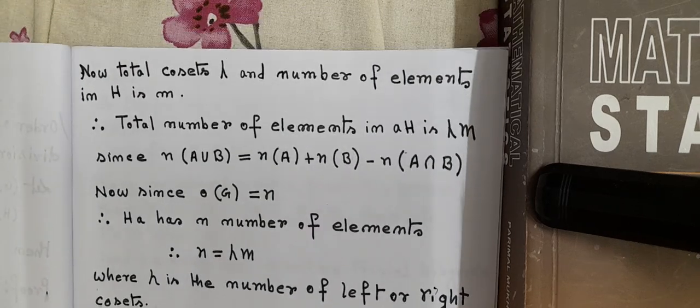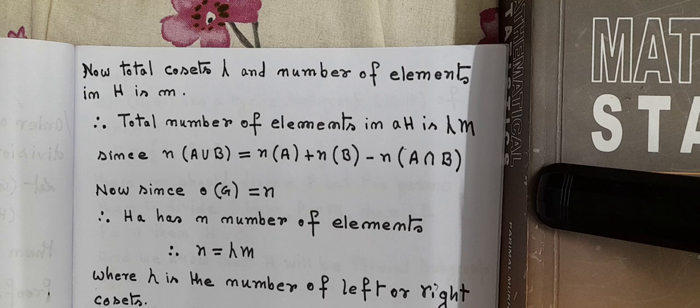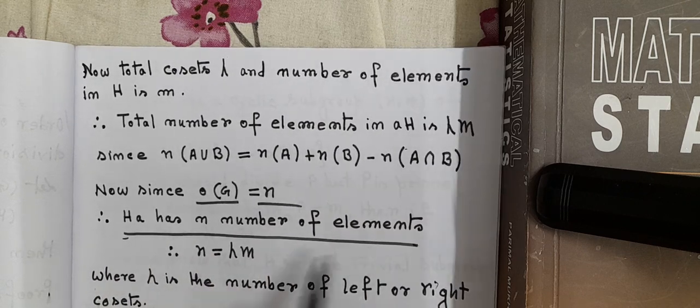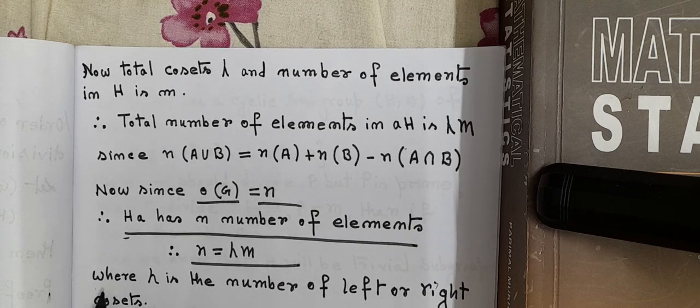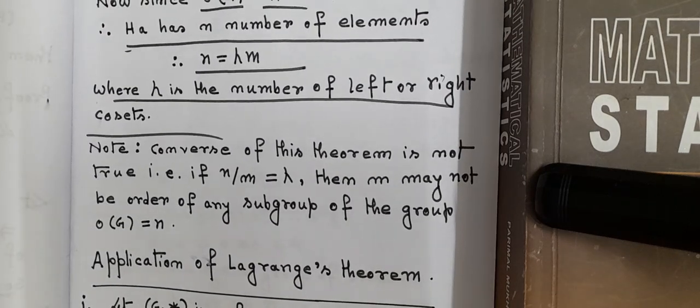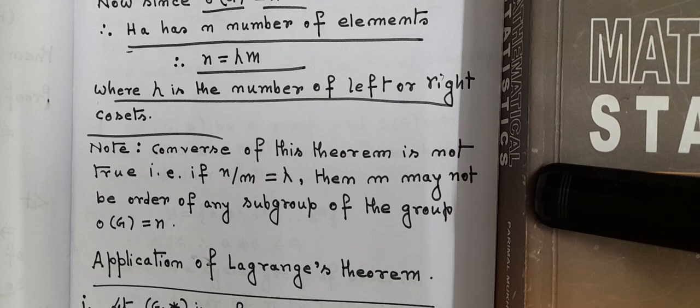So now the total number of cosets is lambda, and the order of H is m, so the total number of elements in G is lambda m. Since we know from set theory that n(A union B) equals n(A) plus n(B) minus n(A intersection B). Now since the order of G equals n, n equals lambda m, where lambda is the number of left or right cosets. Note, this is the converse theorem. The converse of this theorem is not true. That is, if n by m equals lambda, then m may not be the order of any subgroup of the group of order n.